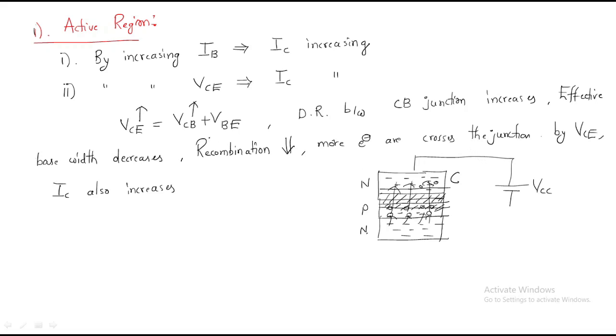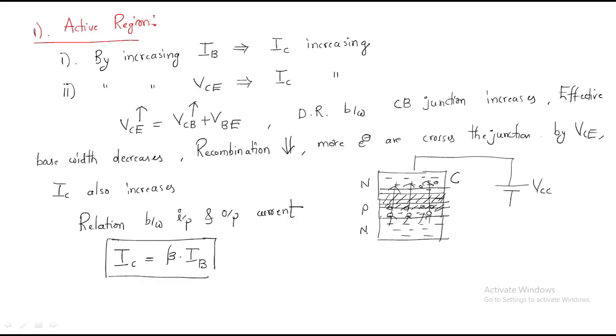We have some equations available here. Those equations are the relation between input current and output current. We can write it like this: the output current equals beta times the input current.